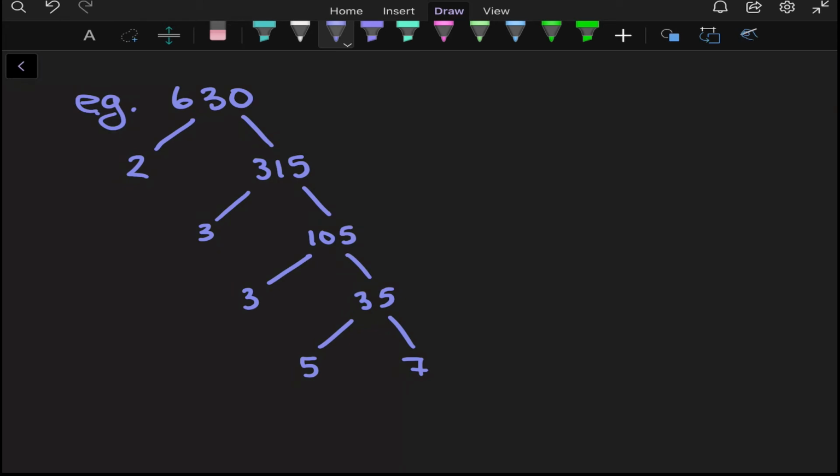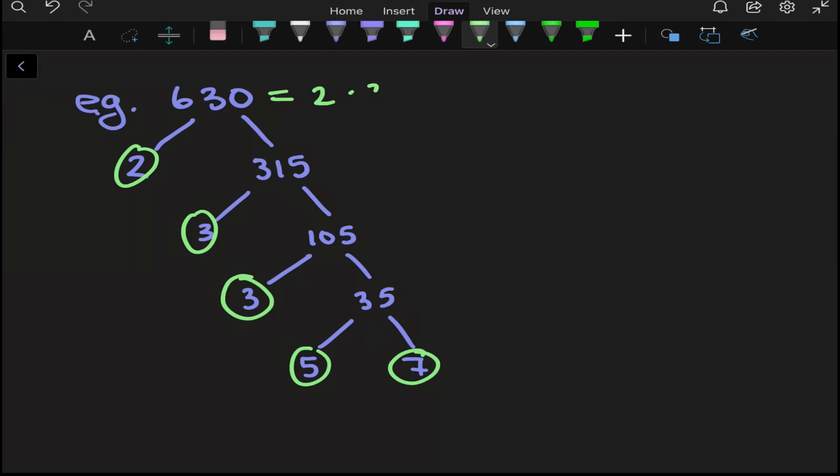Okay, so now I know I'm done because I have both a prime here and a prime here. So if I'm going to write 630 in terms of a product of primes, it'll be all of these circled green numbers. So 2 times 3 times 3 times 5 times 7 is equal to 630. So again, more of a visual way to do that.